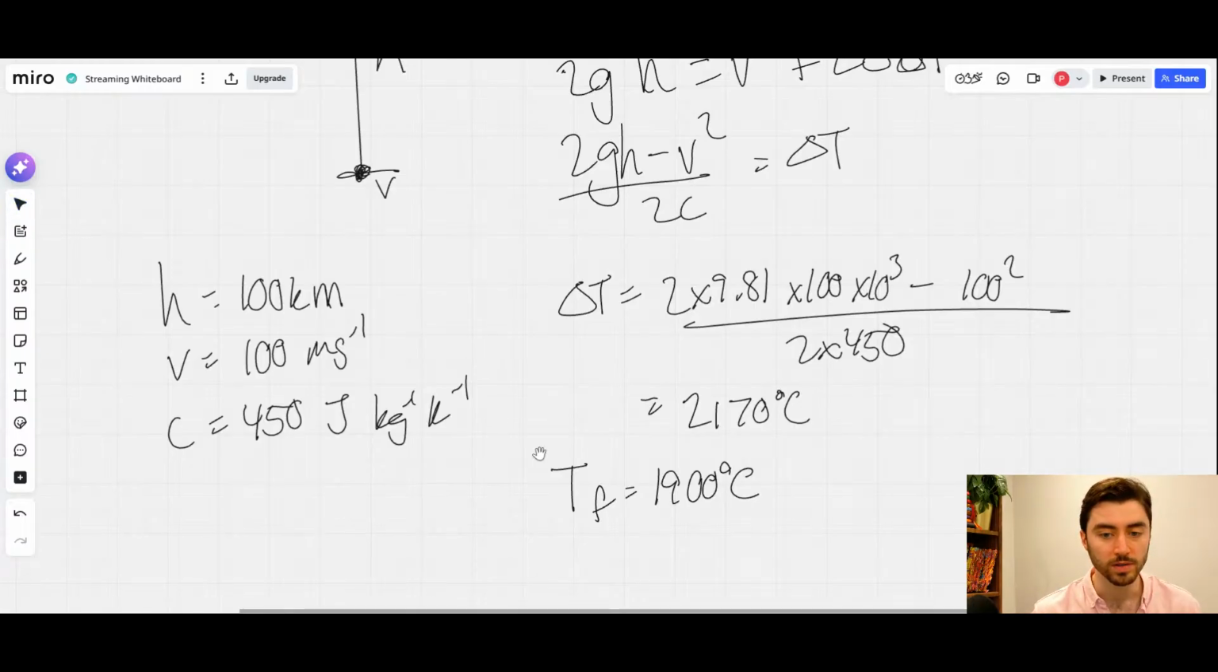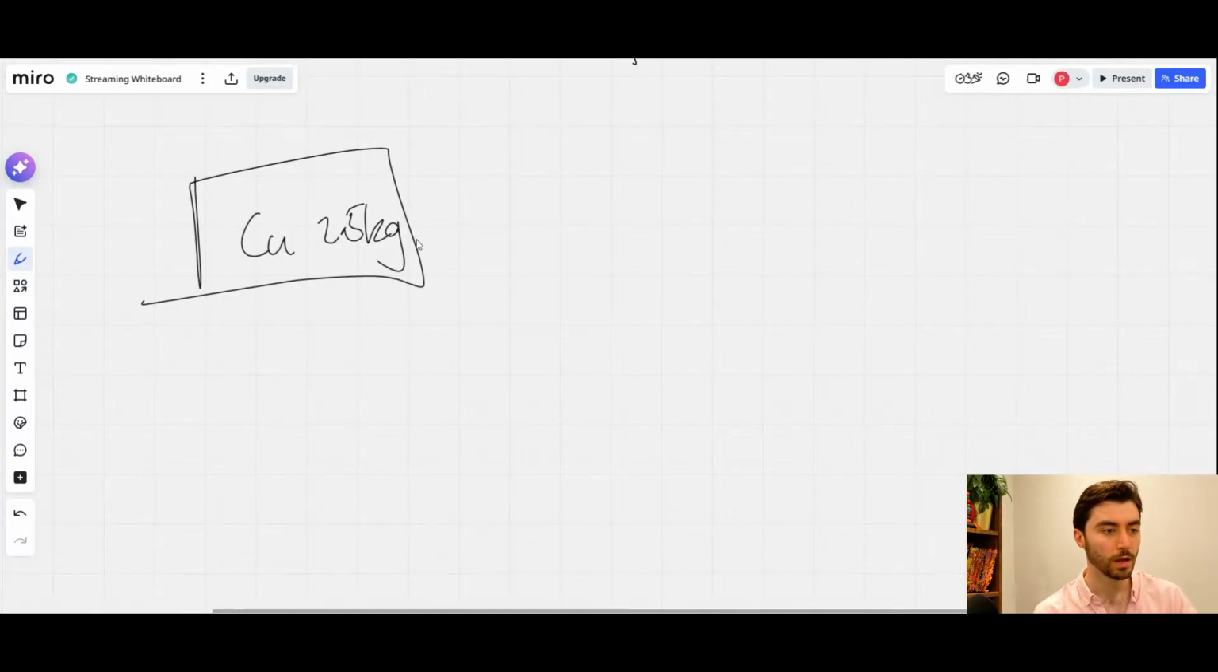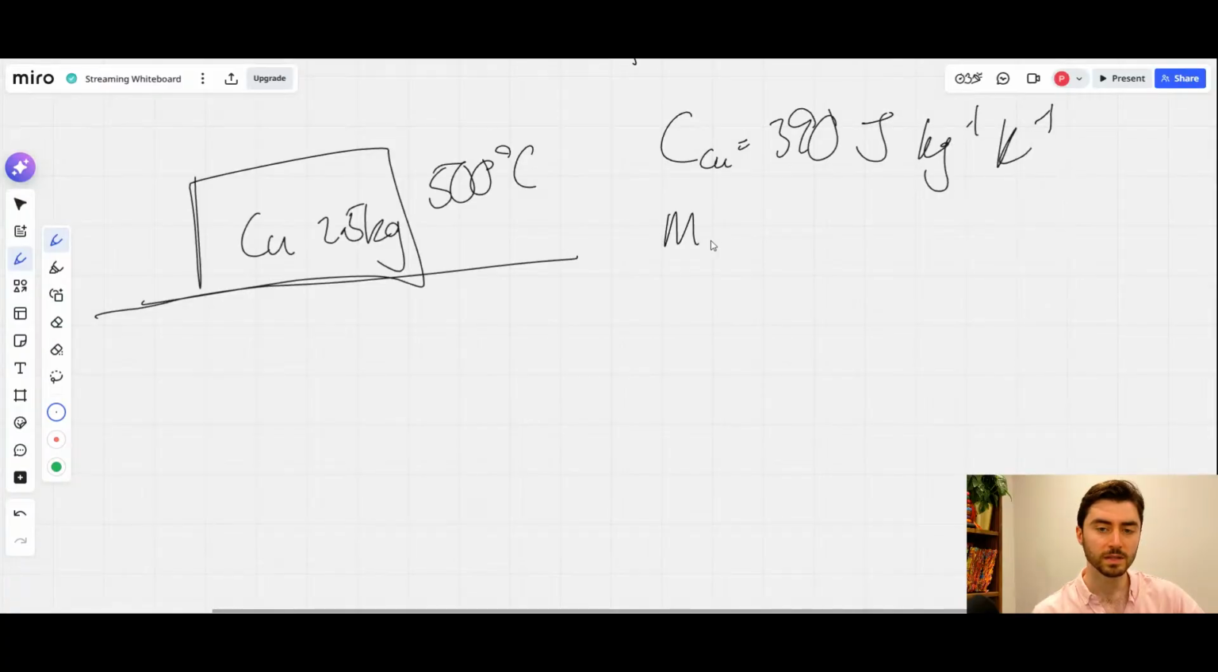Oh, someone suggested a question. Let's go and do yours. So a copper block of mass 2.5 kilograms is heated to 500 degrees C and is then placed on a large ice block. Find the mass of the ice it melts. So the c for the copper, I assume you mean 390 joules. So let's say it's 390 joules per kilogram per Kelvin. And let's say that the latent heat of fusion for the ice is 335 kilojoules per kilogram.